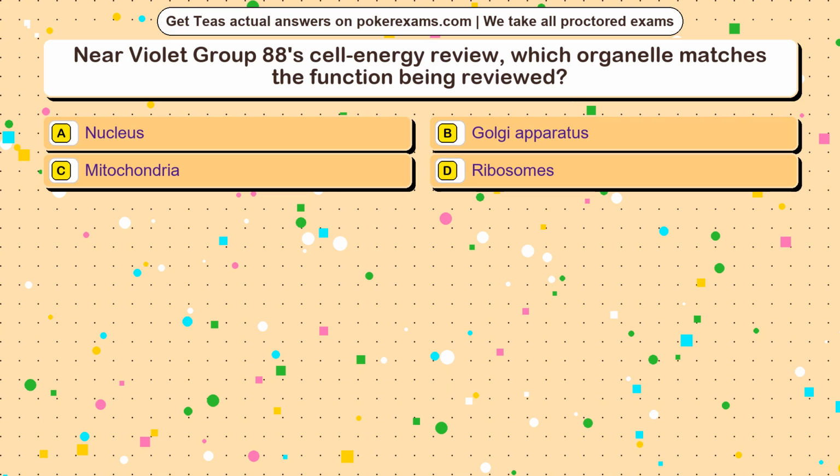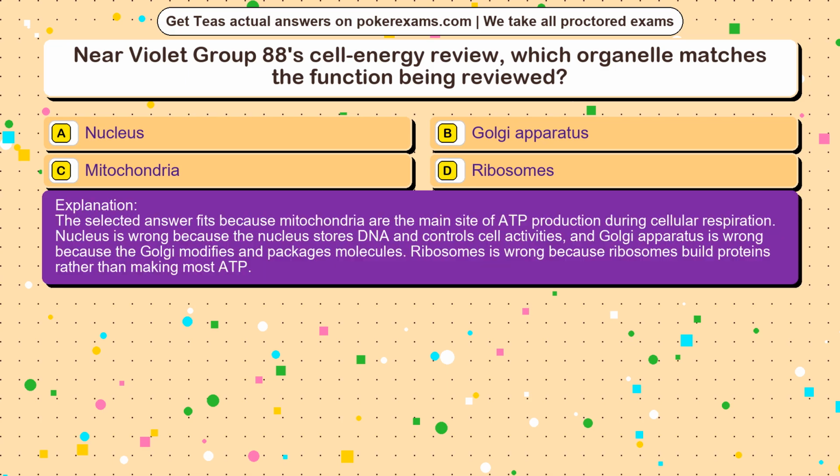The correct answer is option. The selected answer fits because mitochondria are the main site of ADP production during cellular respiration. Nucleus is wrong because the nucleus stores DNA and controls cell activities, and Golgi apparatus is wrong because the Golgi modifies and packages molecules. Ribosomes is wrong because ribosomes build proteins rather than making most ADP.